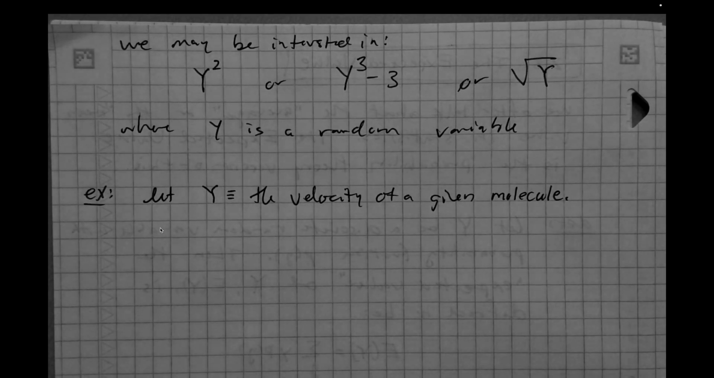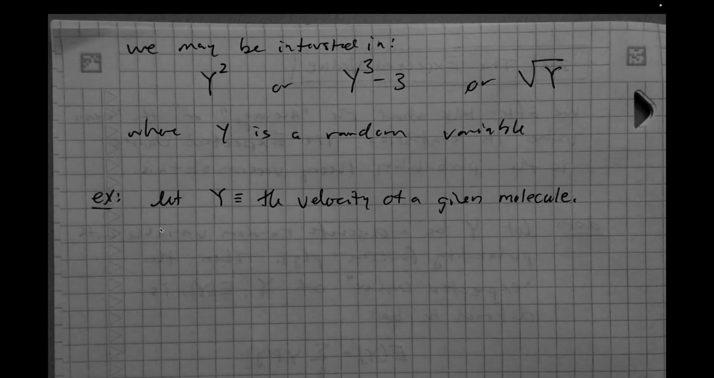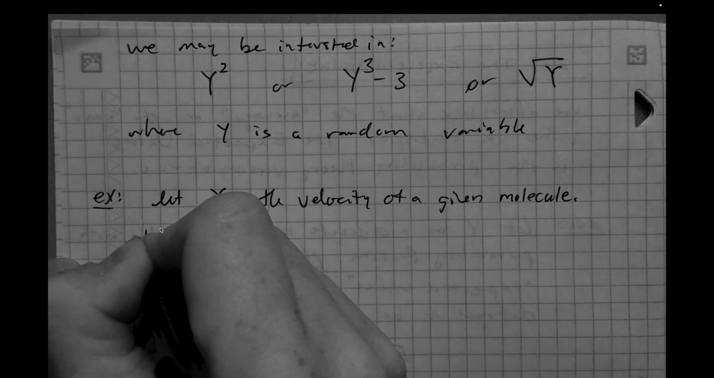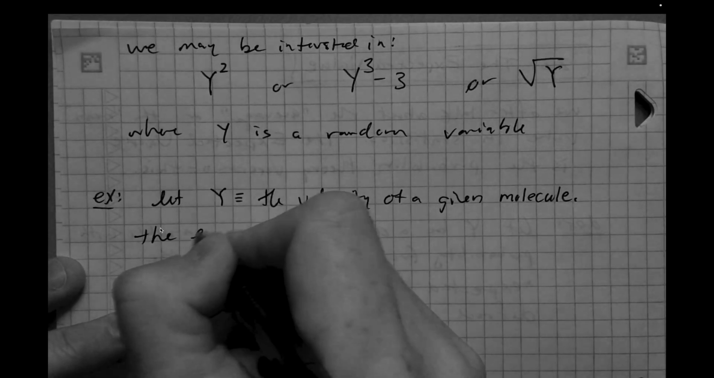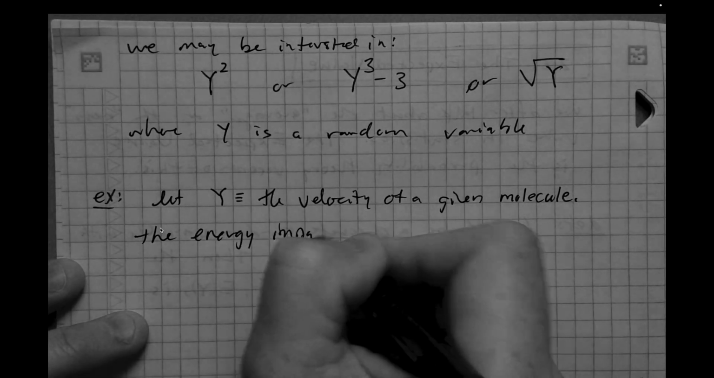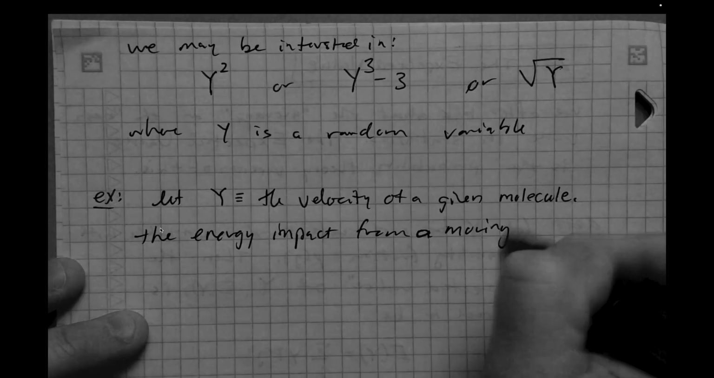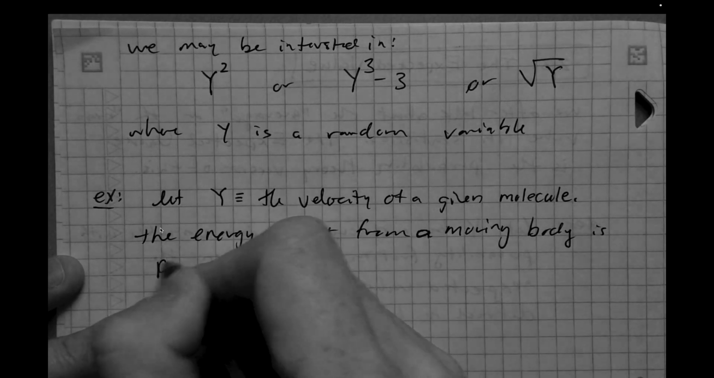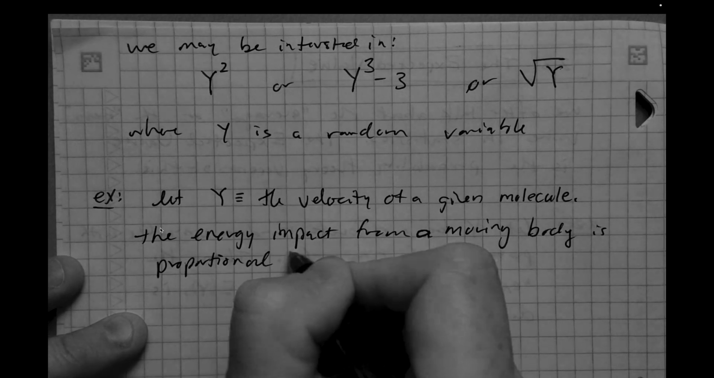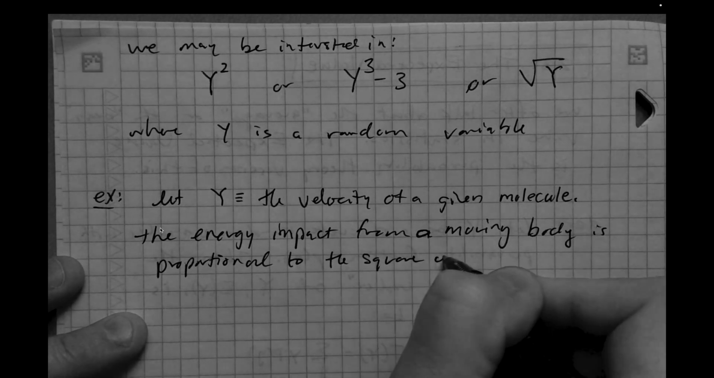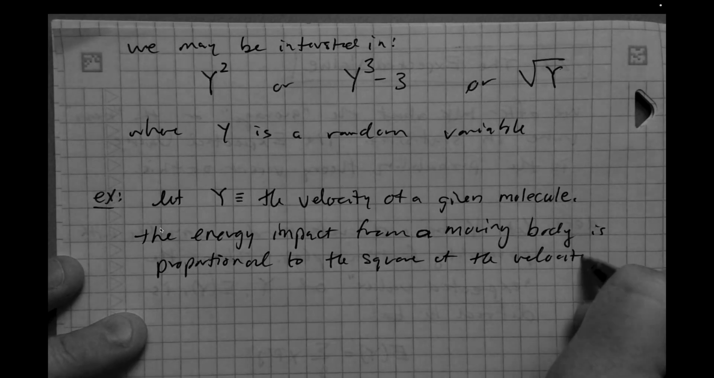Right, and so for various reasons, we may want to model the velocity of a given molecule as a random variable. It makes sense to do that. And so in physics, the energy impact from a moving body is proportional to the square of the velocity, right? So you may know this from your physics.